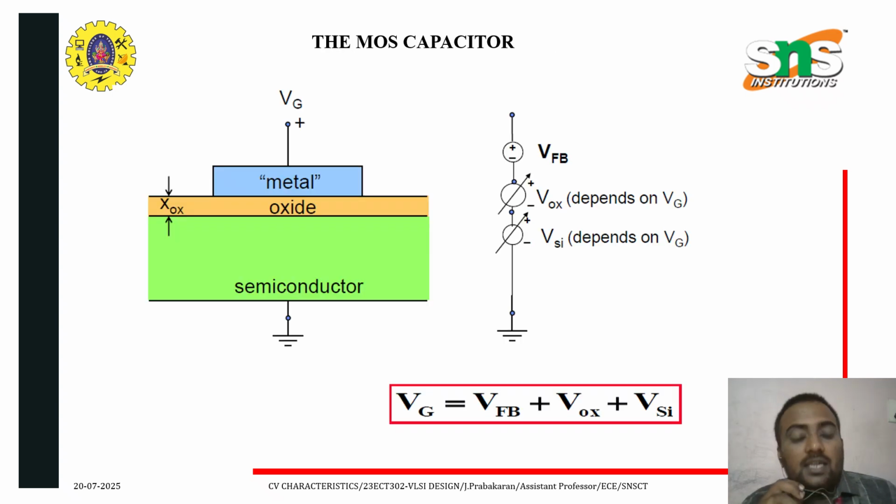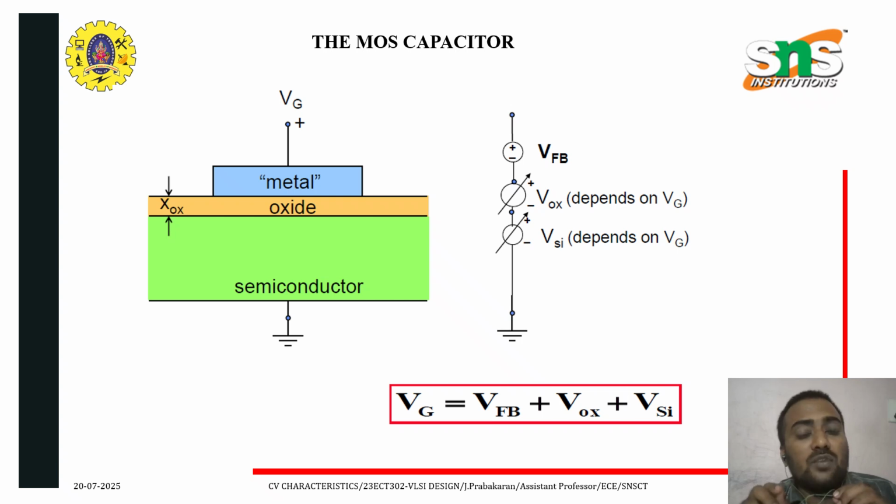Let us discuss the structure of MOSFET. Here you can see the structure of the MOSFET. First layer is metal gate or polysilicon layer, then oxide layer SiO2, followed by p-type or n-type semiconductor substrate. Also you can see one equation: gate voltage Vg equals VFB plus Vox plus Vsi. VFB is the flat band voltage.